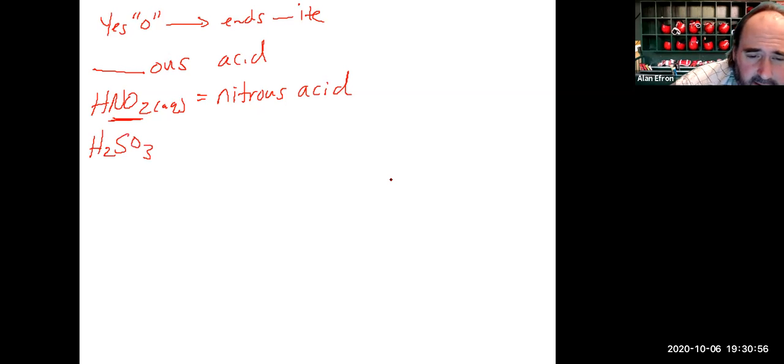H2SO3. SO3 2- is sulfite. This will become sulfurous acid.